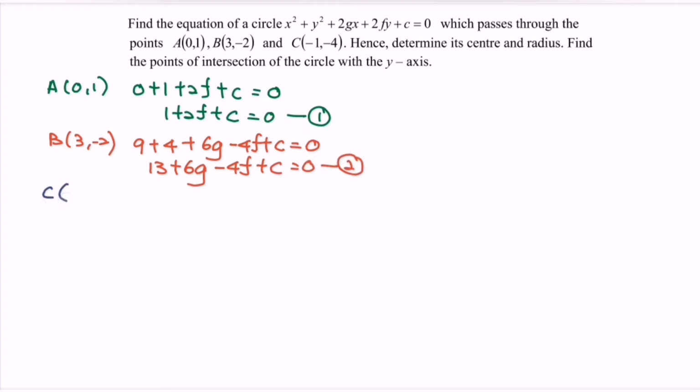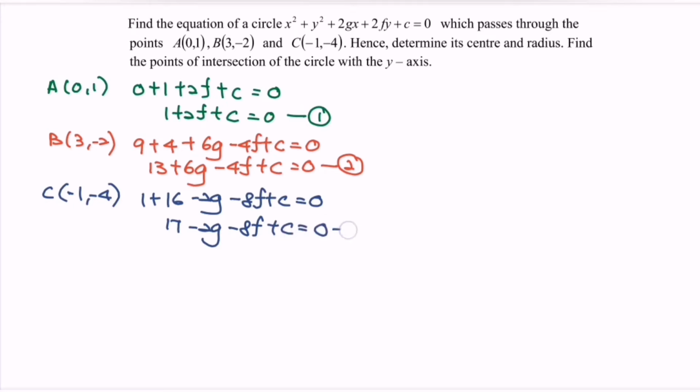Then the third one will be the point C, (-1, -4). So we will have 1 plus 16. Then we have -2g, -8f plus c equals 0. Simplify: 17 minus 2g minus 8f plus c equals 0. We denote it as the third equation.